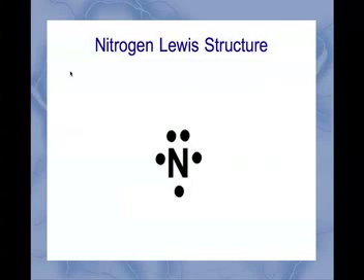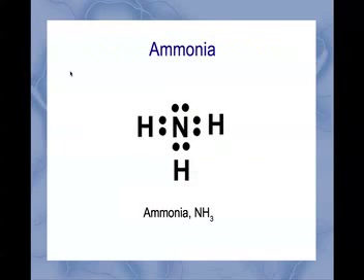Now let's look at nitrogen. Its electron dot structure shows that it needs 3 more electrons to have a complete octet. If we react nitrogen with hydrogen, we will get ammonia, NH3. This is sometimes used as a cleaning agent. Once again, we have a complete octet for nitrogen, and a full first shell for hydrogen.